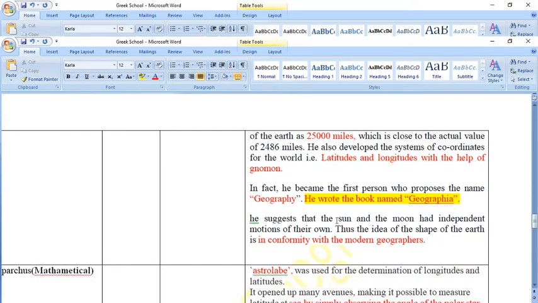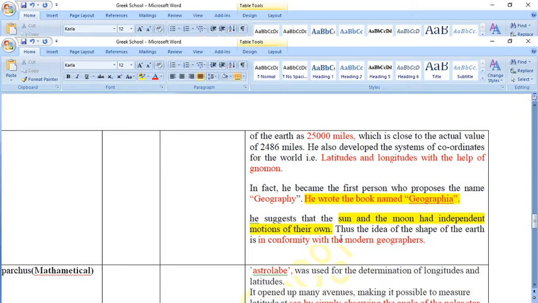And another thing: the sun and moon had independent motion of their own. He was the first person to propose and establish a new dimension of the study of astronomy, that the sun and the moon both had independent motion of their own.